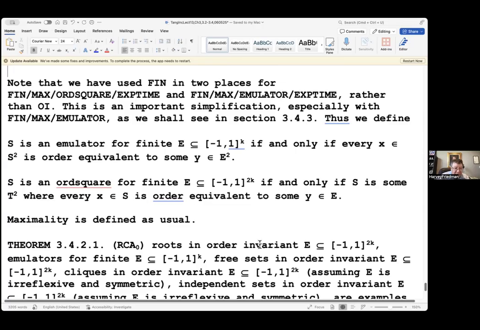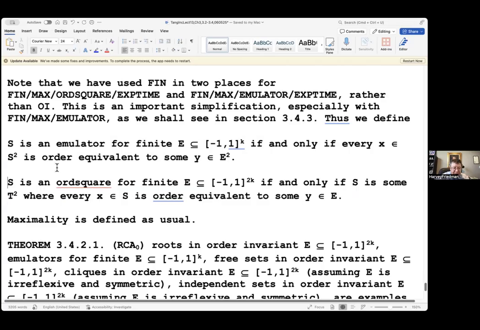All right, so S is an Ord square. This is the same idea, except you start with a finite set of pairs of k-tuples. S is an emulator if and only if S is some square T squared where every element of S is order equivalent to some element of T. Okay, these two. Now this one turns out to be more delicate, believe it or not, than this one for various reasons.